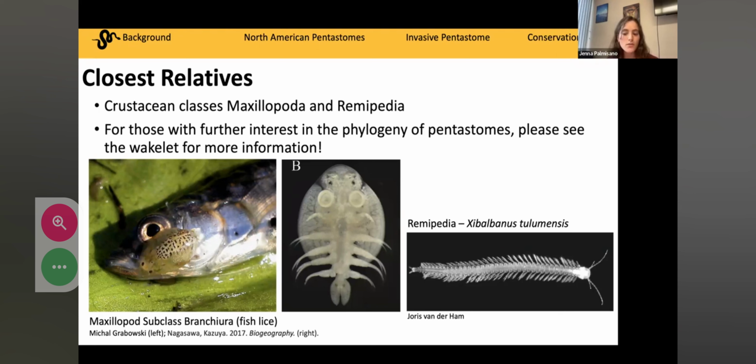So if you're interested in further details about the evolution and the phylogeny of pentastomes, visit the Wakelet that Carrie will share in the chat. It has a bunch of resources. But currently, myself, Dr. Terry Farrell, and Dr. Robert Fitak at UCF are creating genomic resources to hopefully clarify their evolution.